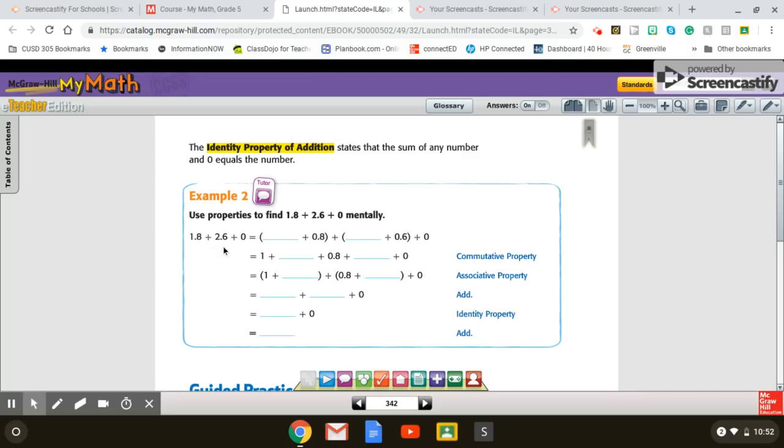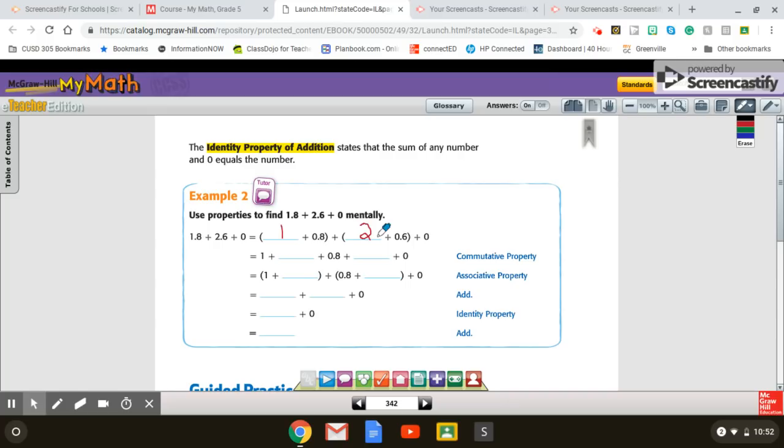Okay, so we're going to use the different properties here to find 1 and 8/10 plus 2 and 6/10 plus 0 mentally. What they do here is they've rearranged it and broken the decimals up, and put the 1 by itself in the 1 and 8/10. So you're taking 1 plus 8/10, which gives you 1 and 8/10. 2 plus 6/10 gives you 2 and 6/10. That will just make it easier when you're adding it later.